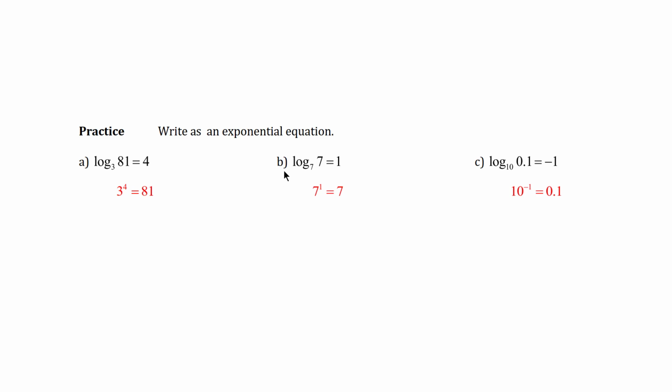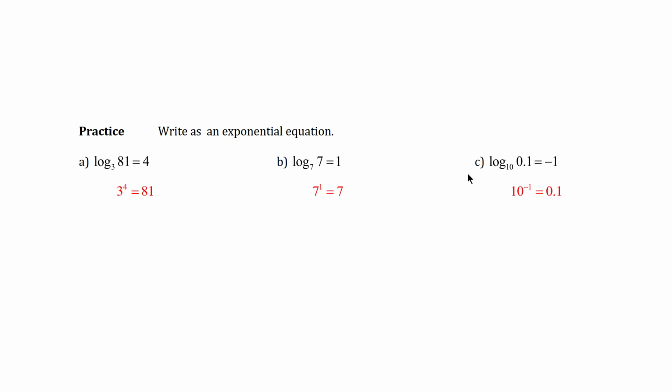For part B, we start off with the base of the exponent, which is 7. The logarithm is equal to the value of the exponent, which is 1. And then we set this equal to the number in front of the logarithm, which is 7. So we get 7 to the 1 power equals 7.